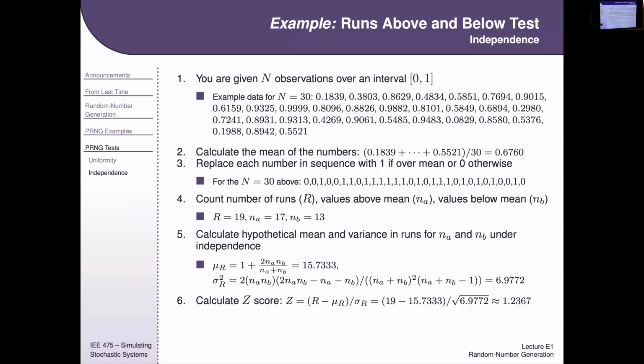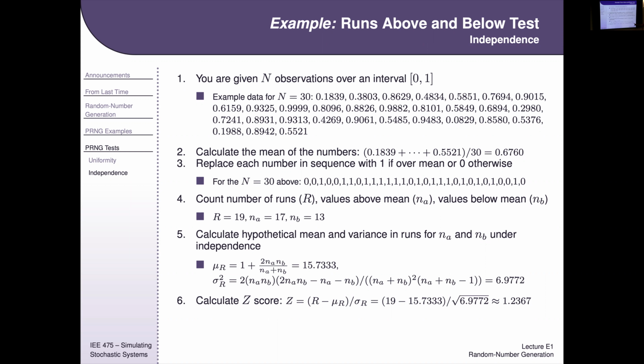From there, I have to remember to take the square root of the variance to get the standard deviation. And I can calculate the z-score of the number of runs that I actually got. I received 19 runs. I expected 15.7. I'm going to divide that by the standard deviation, which is the square root of 6.9772. Remember that square root, it's really important. And that gives me a z-score of 1.2367.